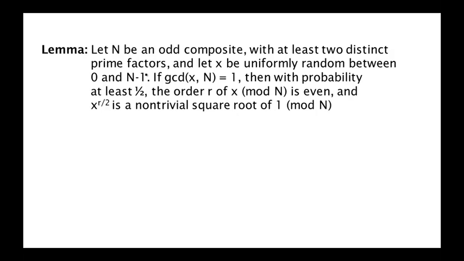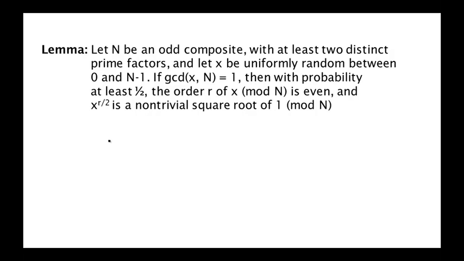And it says, suppose we pick x uniformly random between 0 and n minus 1, and which is relatively prime to n. Because if GCD of x and n is not equal to 1, then we're already done, because we've managed to factorize n. But if GCD of x and n is 1, which is the usual case, then with probability at least a half, the order of x mod n is even, and x to the r over 2 is a non-trivial square root of 1 mod n.